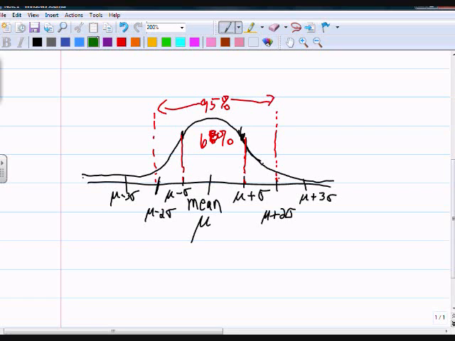And if I go out 3 standard deviations, I get 99.7% of this curve. Okay. So 99.7% of the density of this curve, 99.7% of the area of this curve, or the proportion represented being 0.997. And then 0.95, 0.68.